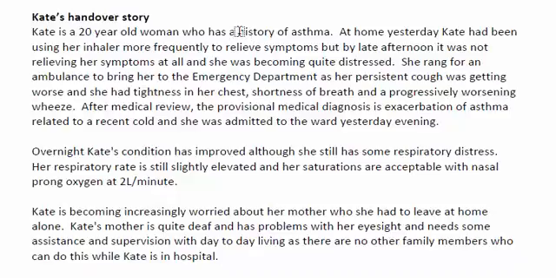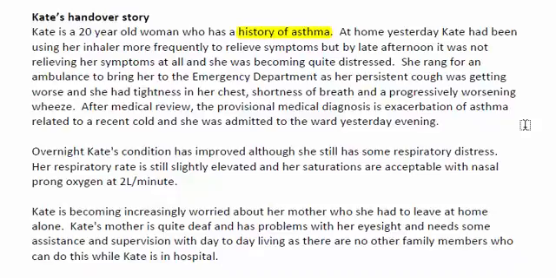So in our case study, we know that Kate has a history of asthma. Now, as an experienced nurse, I know, from personal experience, that asthma can be a life-threatening emergency. Now, because you don't have the knowledge or the experience at this stage, this is where you would be expected to go and look up further information on asthma.